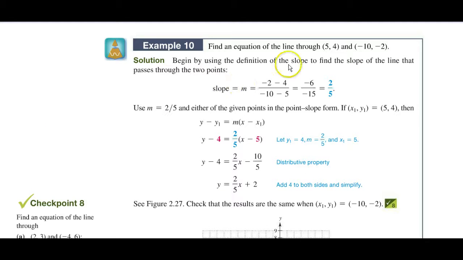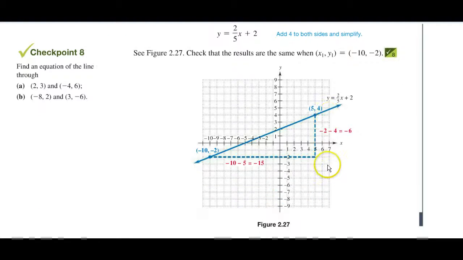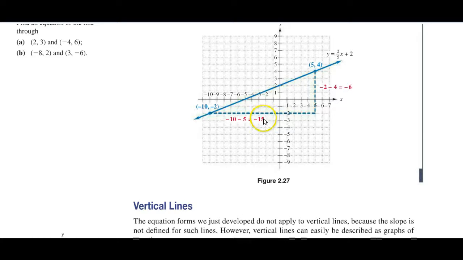Now, in this one, they kick it up a little bit because they don't give you the slope. But now they give you 2 points. So you have to carefully use the slope formula to find the slope. Then you can choose either of these points to put into your point-slope form. They chose here the 5 and the 4 after they found it. And there's the equation. They're showing you the graph of it.